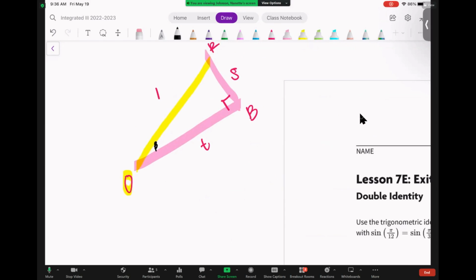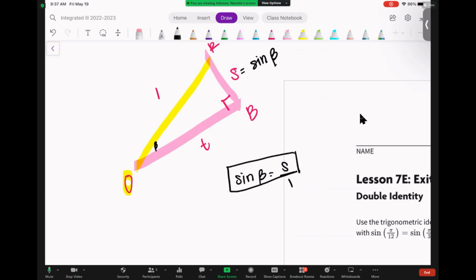All right, now that you're back, you know that in order to find S, I would use sine of beta equals S over 1, which is just S. So therefore, S equals sine beta. S equals sine beta. Does that make sense? Does S equals sine beta make sense?